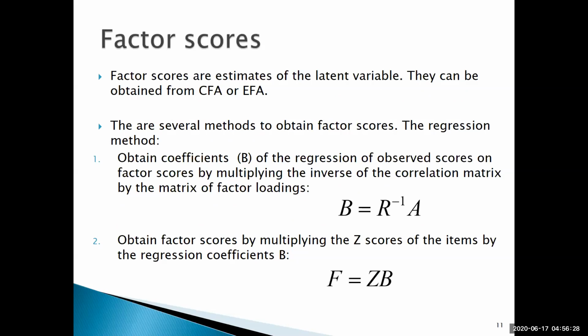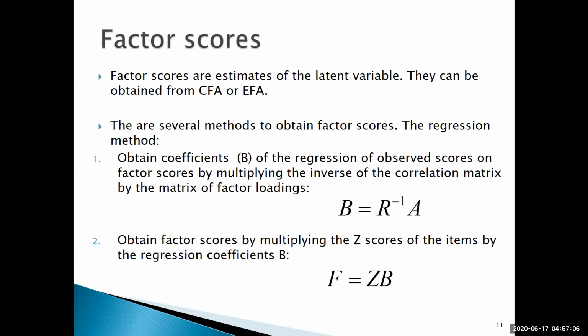Now, factor scores. Factor scores are actual scores on the latent variable. They can be obtained from either a CFA or an EFA, and they're very helpful if you are going to follow up a CFA or EFA, for example, with a regression or some other analysis that you need a score for, or you just want to compare people with respect to a latent variable. You can use factor scores for that. Factor scores give you scores that are weighted based on the importance of the indicators of that latent variable. There are multiple methods to obtain factor scores.